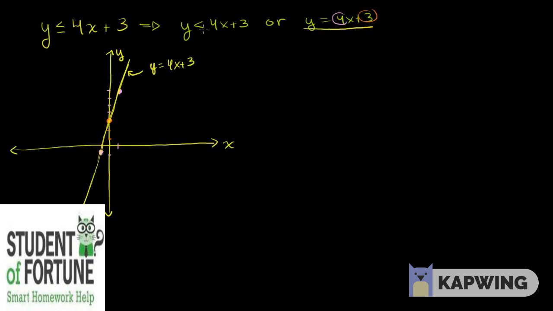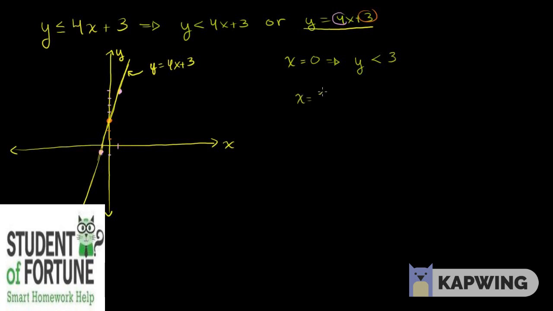So let's think about what it means to be less than. All of these points satisfy this inequality, but we have more. This is just these points over here. What about all of these where y is less than 4x plus 3? So let's think about what this means. Let's pick some values for x. When x is equal to 0, then y is going to be less than 0 plus 3. y is less than 3.